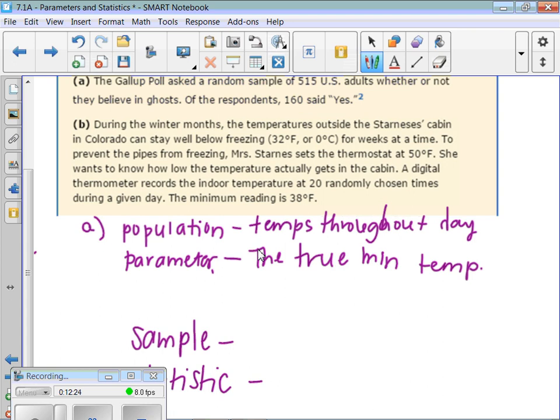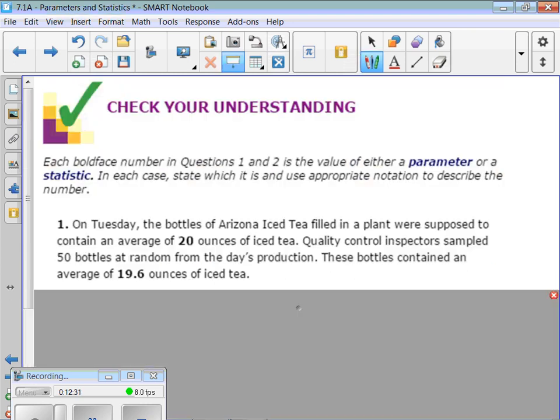Elizabeth, what do you think the sample would be? Exactly. So we took 20 random temperatures throughout the day.